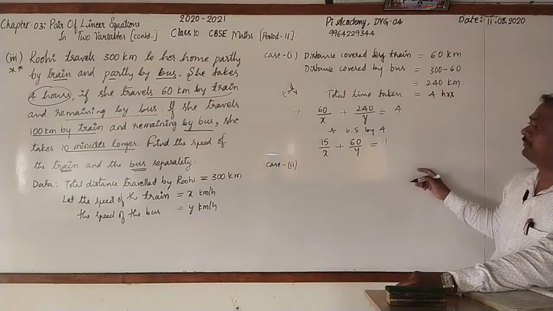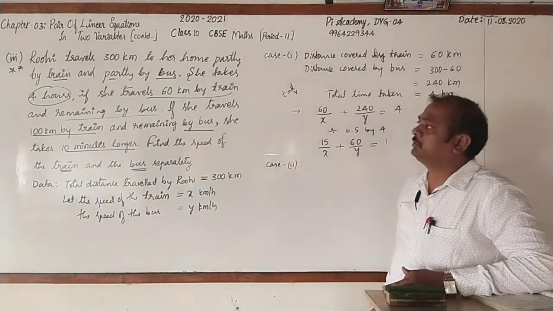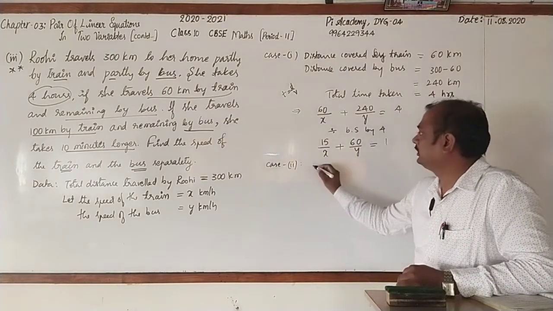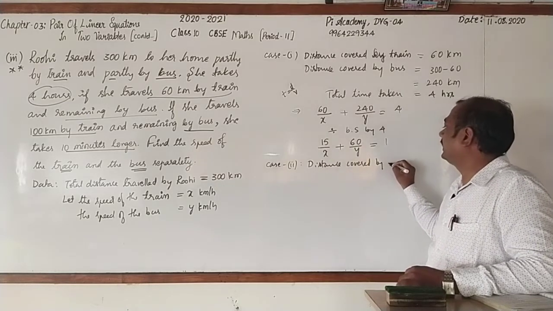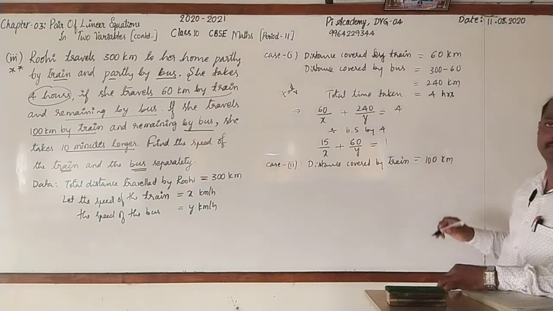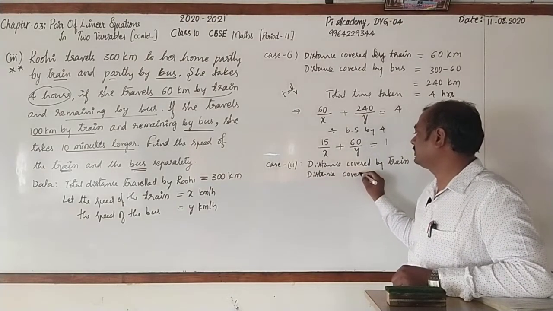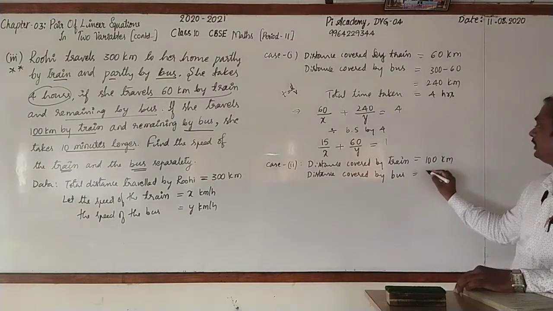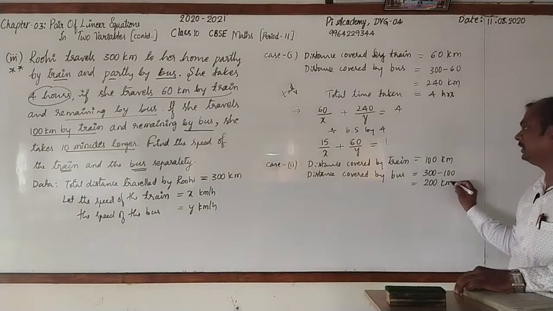Hope that you have written with me. In case 2, observe. If she travels 100 km by train and remaining by bus, she takes 10 minutes longer. Here I'll write. Distance covered by train. Write with me. It is equal to 100 km. Then similarly, distance covered by bus, this is equal to 300 minus 100. It is equal to 200 km.